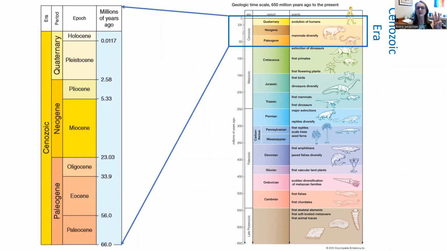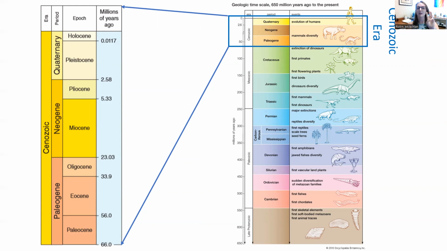Remember, there are three eras in the modern eon. The modern eon is the Phanerozoic. The three eras in the Phanerozoic are the Paleozoic, the time of fish and reptiles and amphibians. Then the Mesozoic, when reptiles really proliferated, the time of the dinosaurs, and then now the Cenozoic. Past the extinction of the dinosaurs, now mammals are becoming dominant.